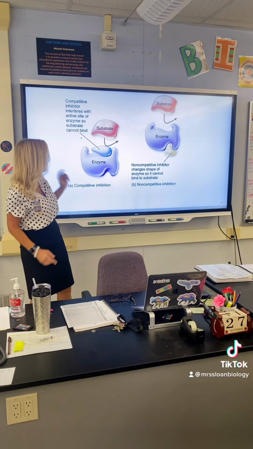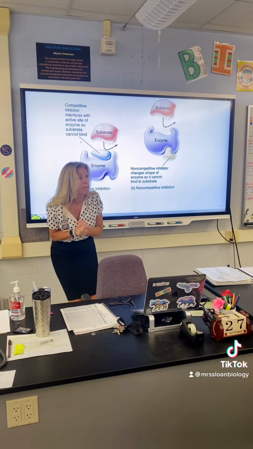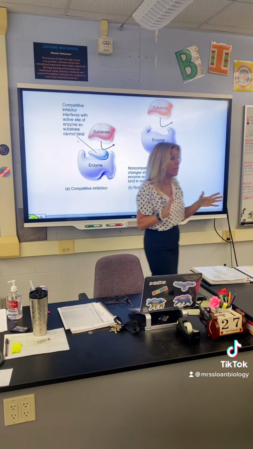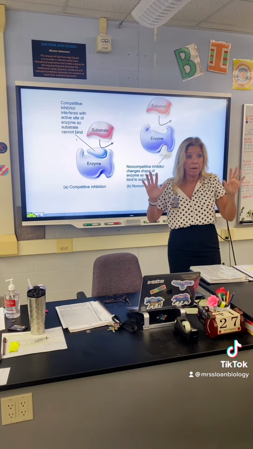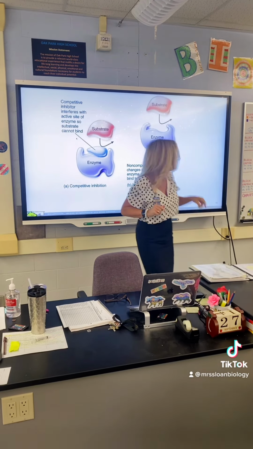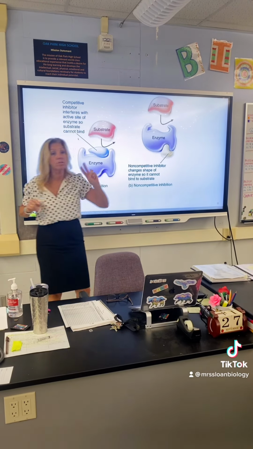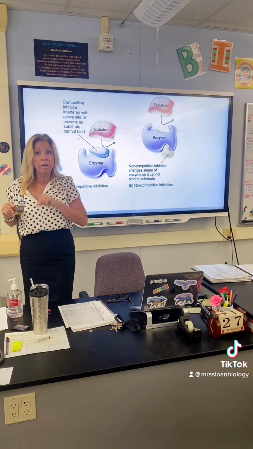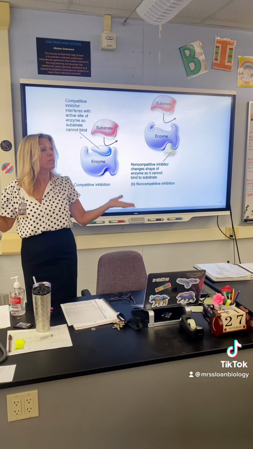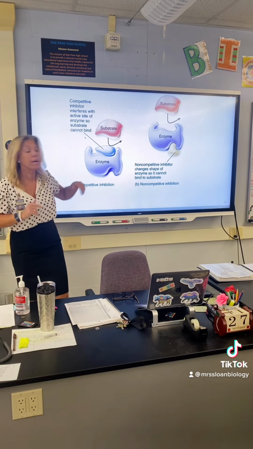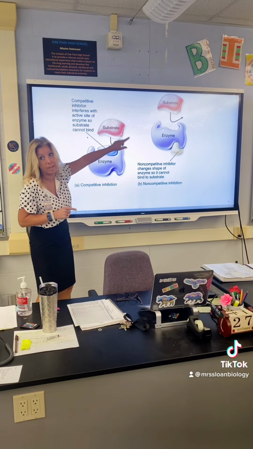And then competitive and non-competitive inhibition. Competitive inhibition is when that inhibitor binds to the active site, and non-competitive is when it binds to a secondary site, which we call an allosteric site, but it ends up changing the shape of the active site.